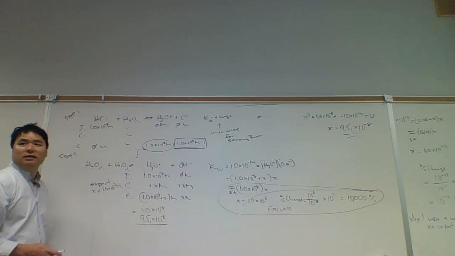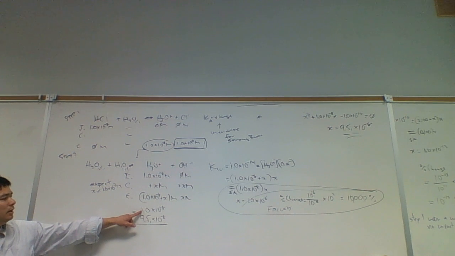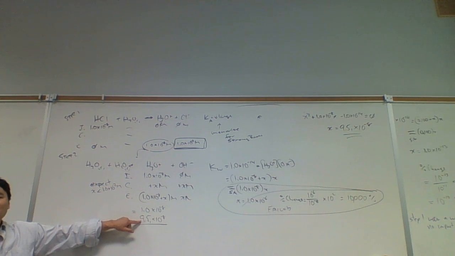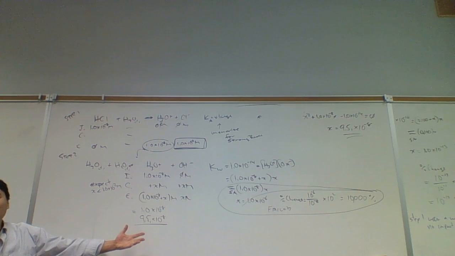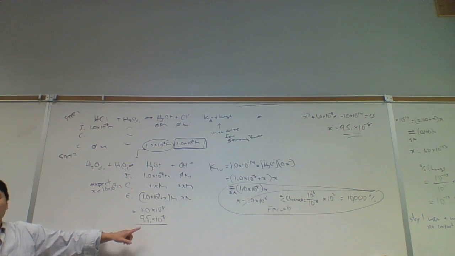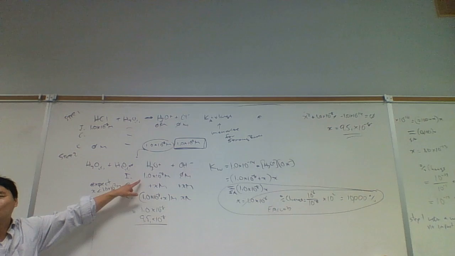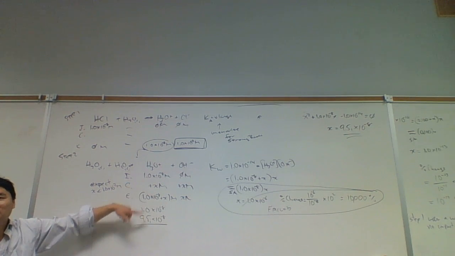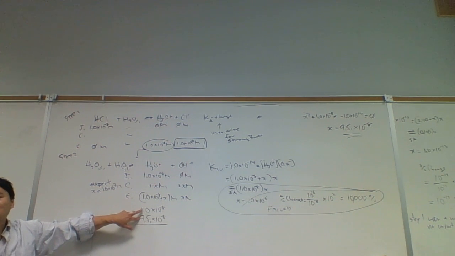Isn't this weird? Take a look at the numbers here. Consider this 10% of the hydronium, 90% of the hydronium. Actually, more than 90%. 10% of the hydronium in this solution came from, where did this come from? HCl. 10% of the hydronium in this solution came from HCl. 90% of the hydronium in this solution came from water. And so most of the hydronium in this solution actually comes from water.